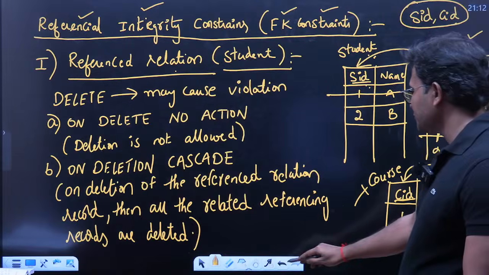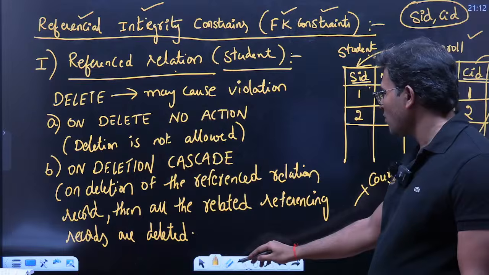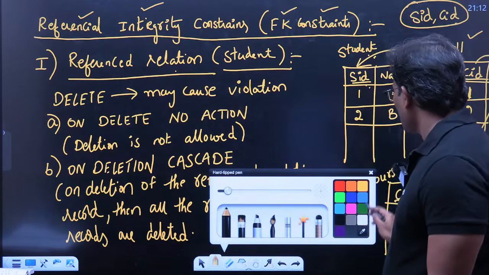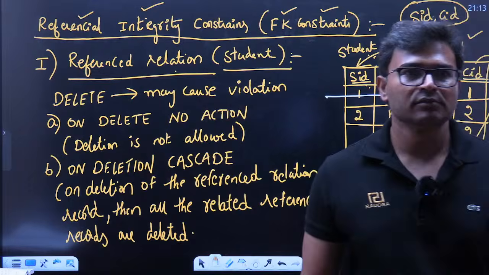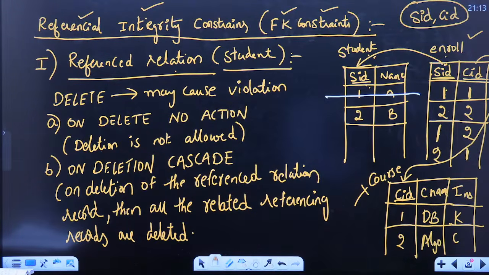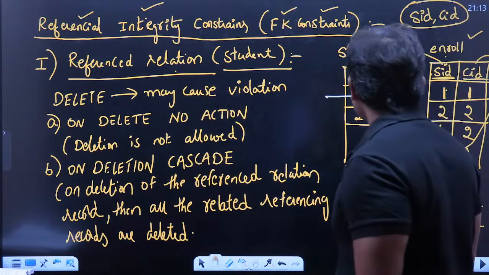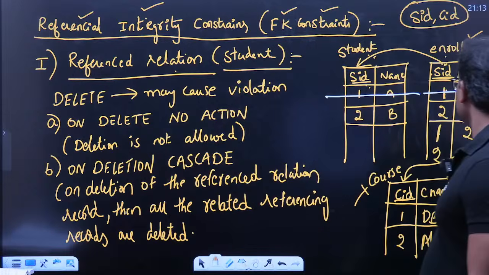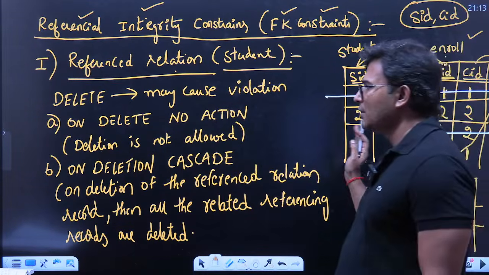Okay, let me use a different color. So what I mean to say is, if you delete the student in the student database, you are going to delete this one and this one. This is called cascading.